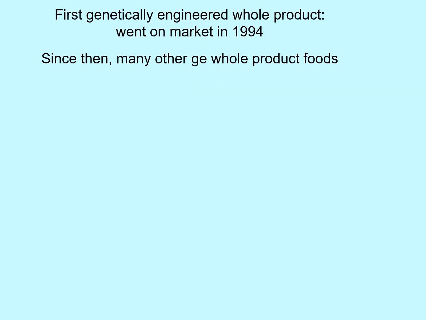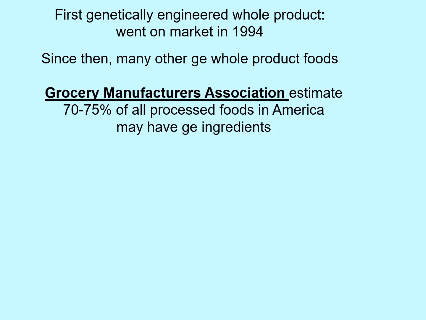So the first genetically engineered whole product went on the market in 1994. And since then, we've had many other genetically engineered whole product foods. The Grocery Manufacturers Association estimates that 70 to 75% of all processed foods in America may have genetically engineered ingredients.